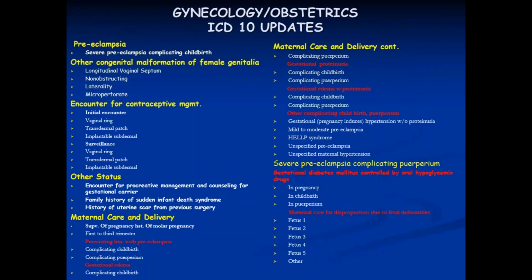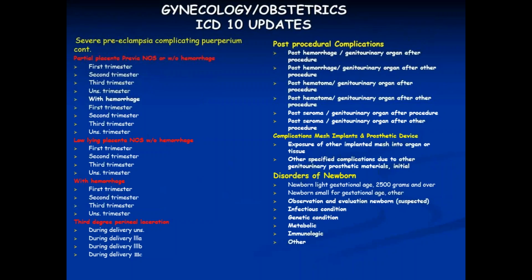As you can see, the preeclampsia complicating puerperium, I can't ever pronounce that word, afterwards, okay? Gestational diabetes controlled by oral hypoglycemic drugs in pregnancy, in childbirth, and after. Maternal care for disproportion due to fetal deformities. So they're having you list the fetus as well. This is a lot that we have done.